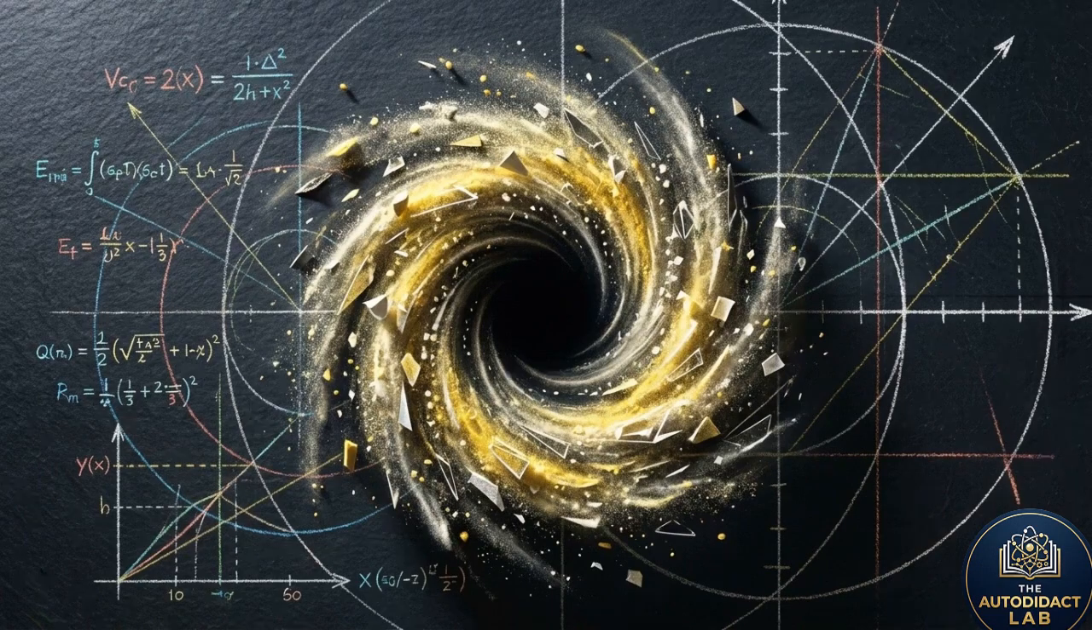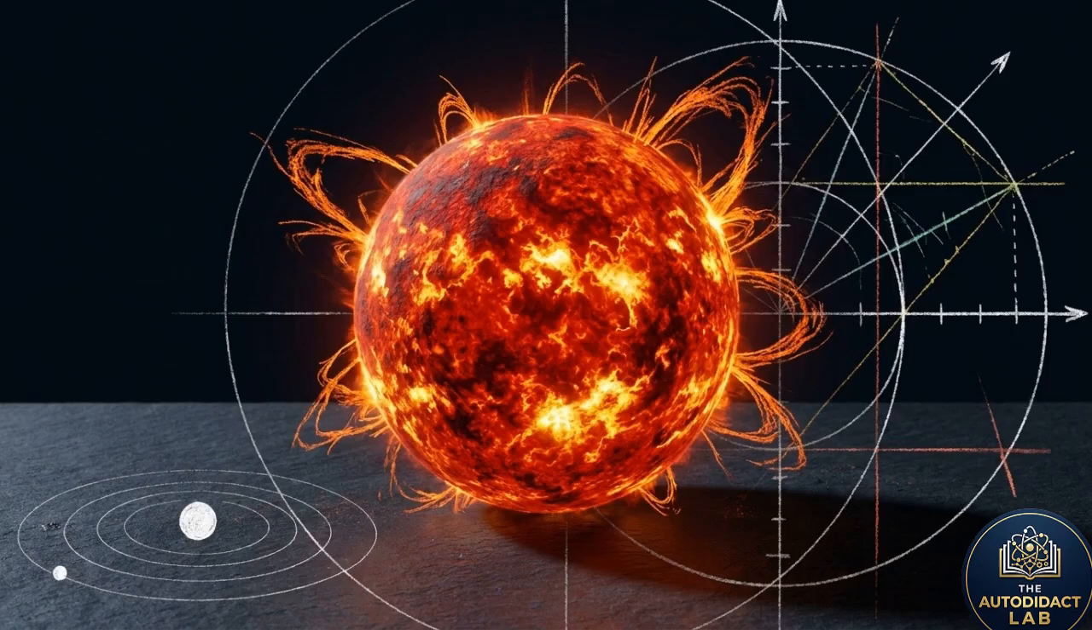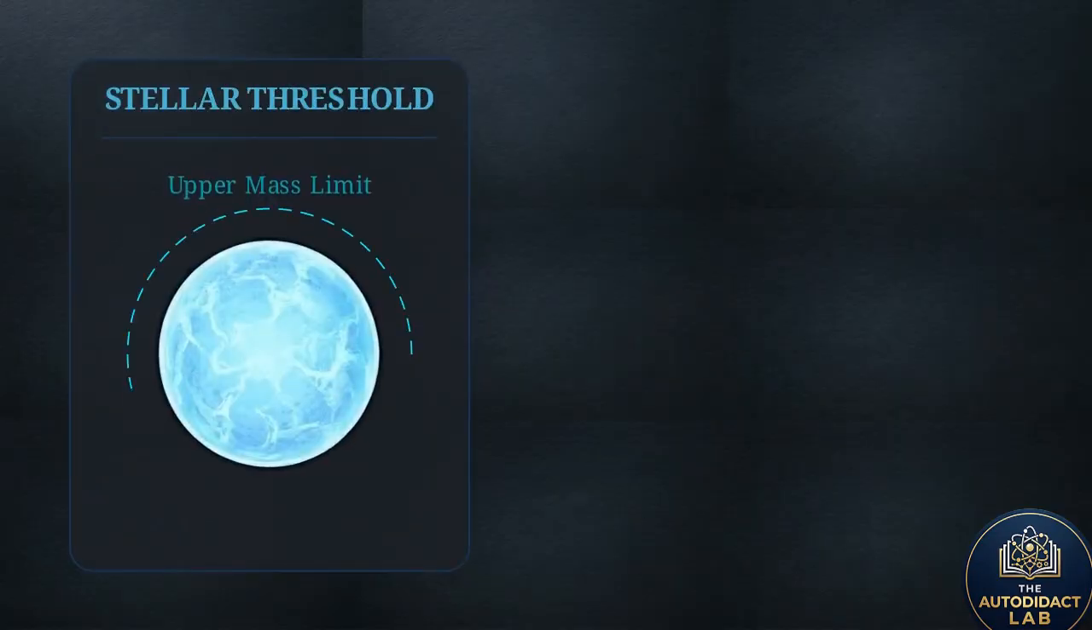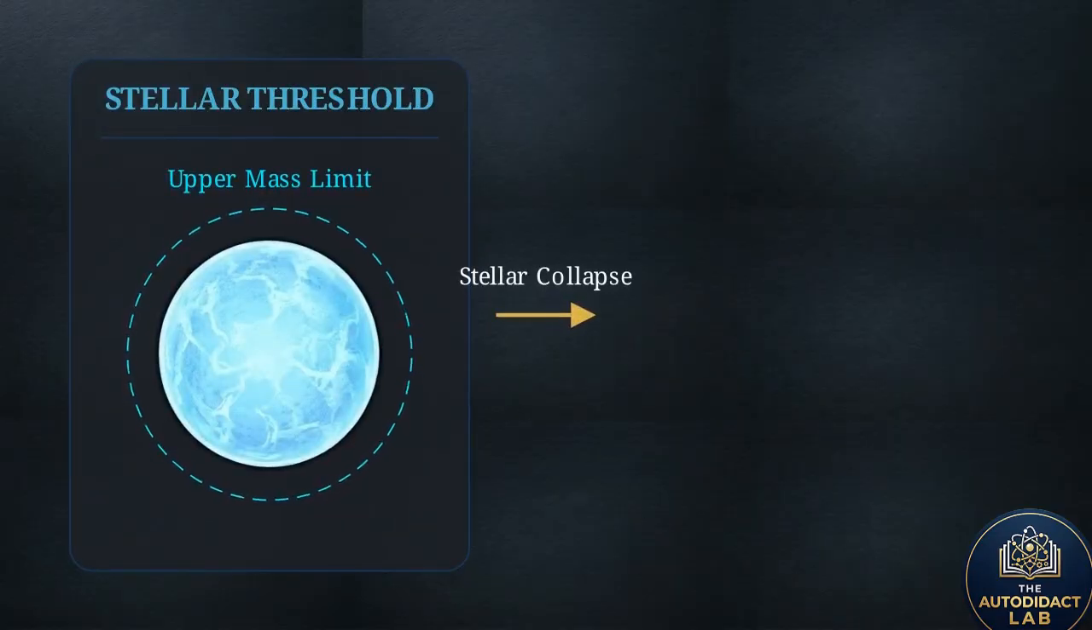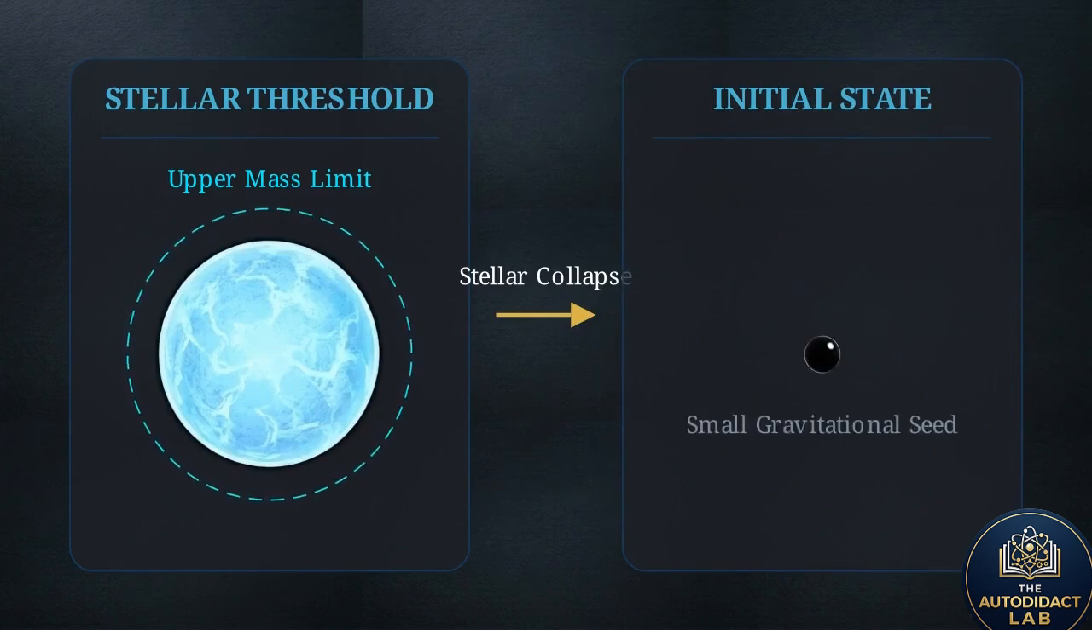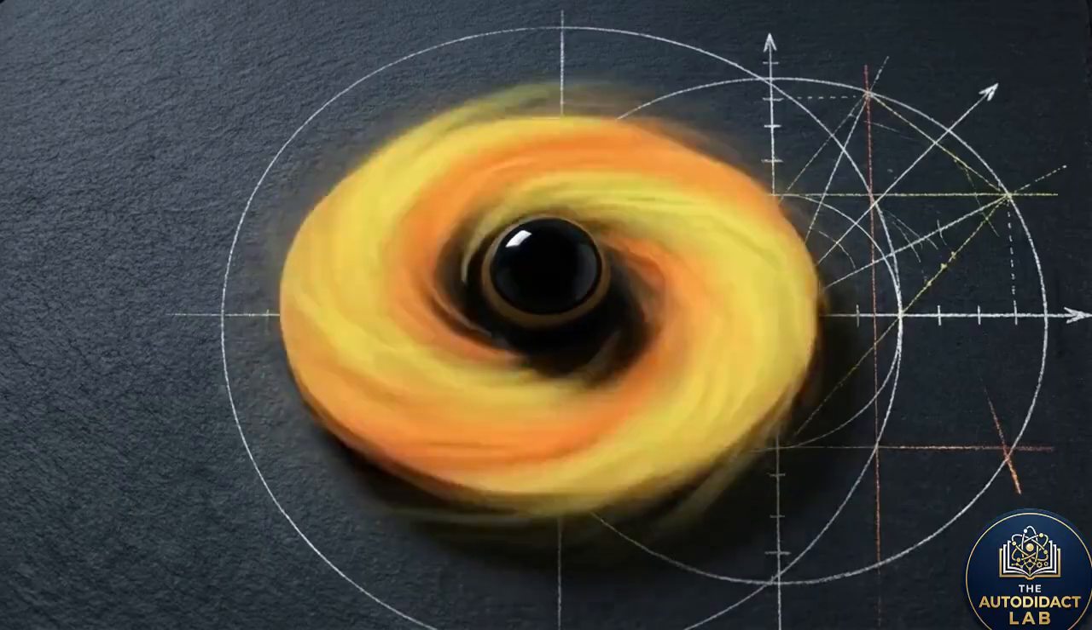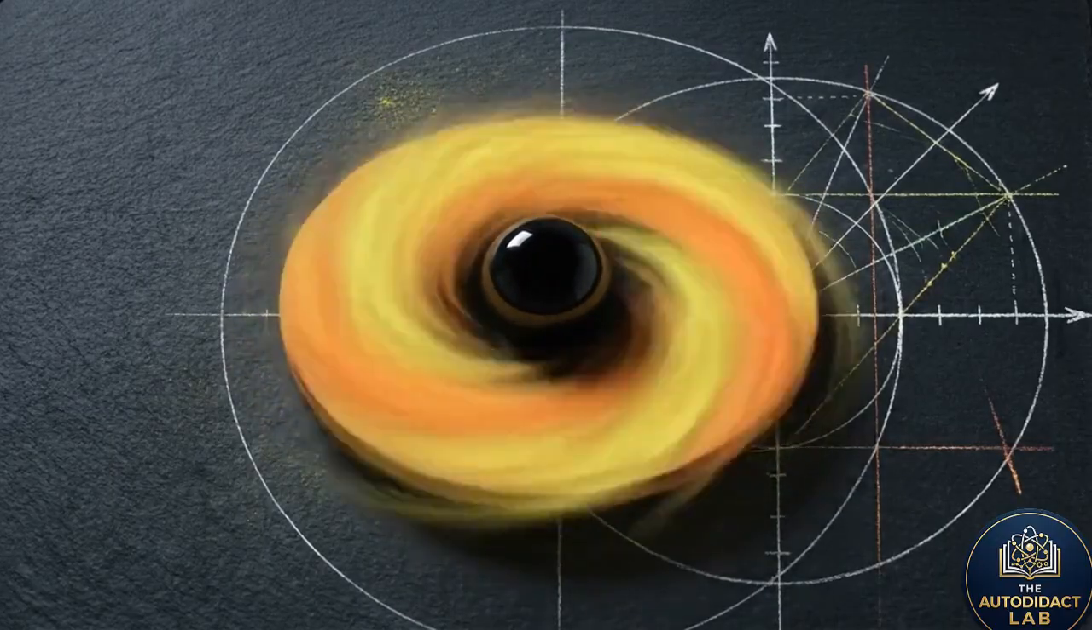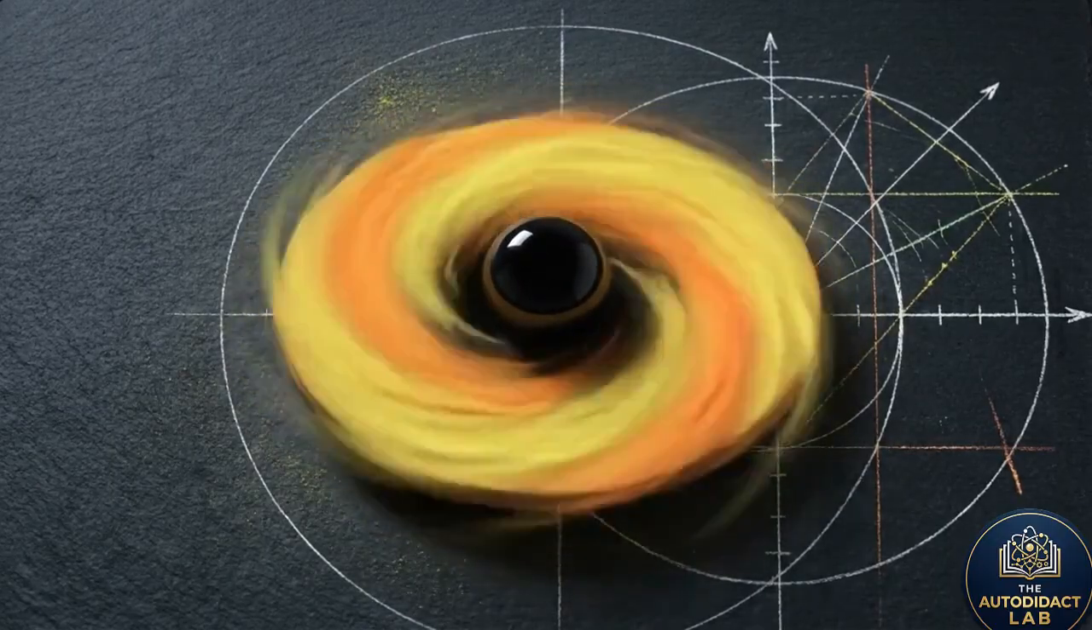The physical dimensions of TON 618 present one problem, but its origin presents a more difficult mechanical mystery. Under the standard astrophysical model, black holes are born from the collapse of massive, dying stars. Because stars have a strict upper mass limit, black holes forged by stellar death begin their lives as relatively small gravitational seeds. These small seeds rely on accretion, feeding on surrounding gas and dust over billions of years to grow.